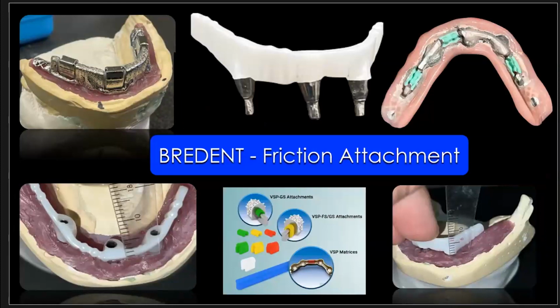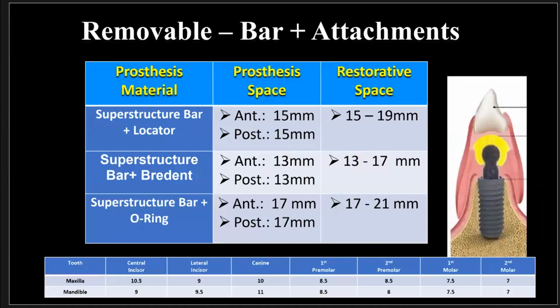So it's kind of a friction fit here for compromised vertical space. Just summarizing the space requirements for the different attachments here. With a bar and locator, we're going to need about 15 millimeters of prosthetic space. Again, that's going to be measured from the tissue level.